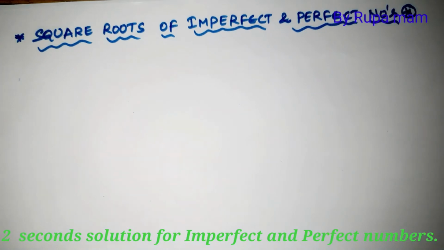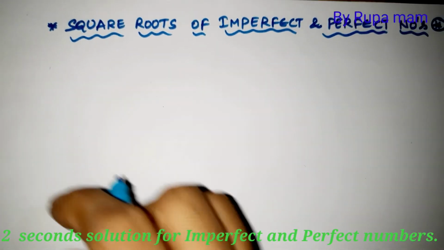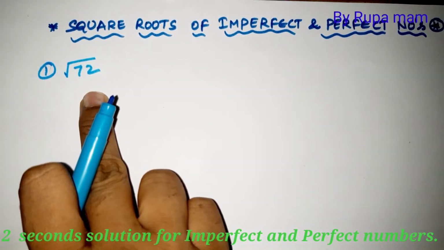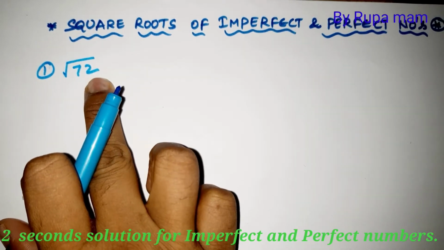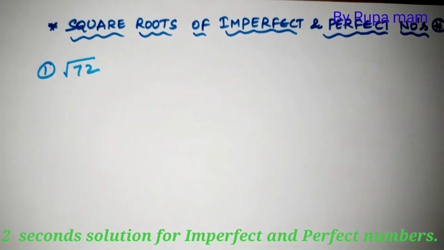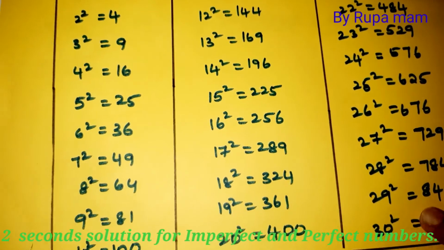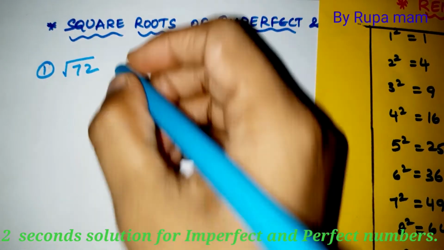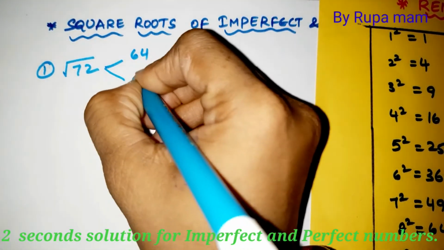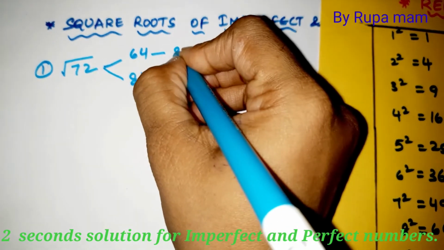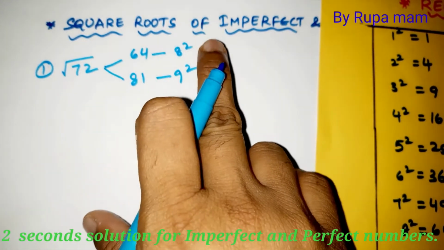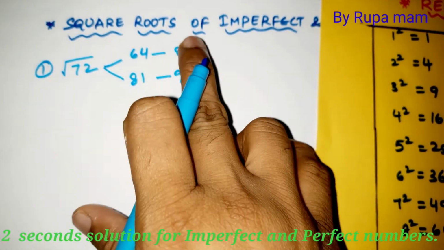Square roots of imperfect and perfect numbers. I am taking one square root: root over 72. Root over 72 is an imperfect number. Remembering the squares from 1 to 10, 72 is in between 64 and 81. 64 is which square? 8 square. 81 is 9 square. That means the square root of 72 must be in between 8 and 9.